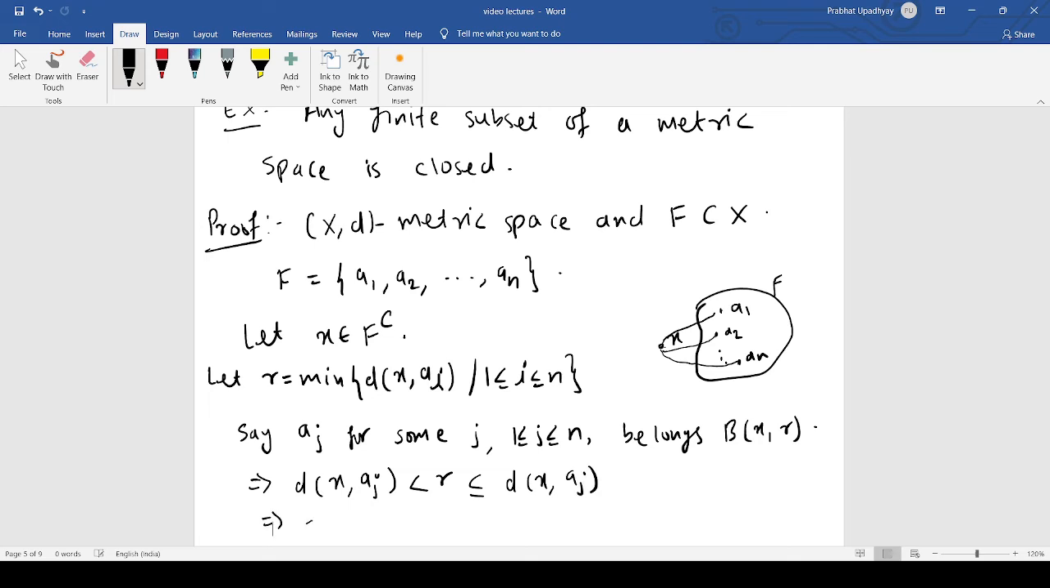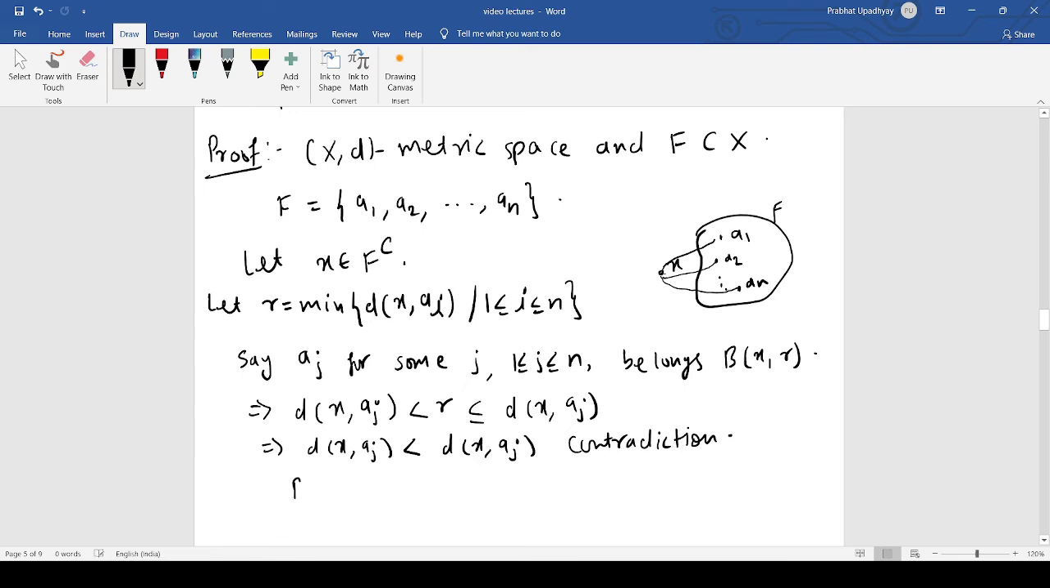So what does it imply? d of x comma aj is strictly less than d of x comma aj. But this is a contradiction. A number cannot be less than itself. Therefore, no ai can belong to B(x, r). That means no element of F can be a member of the open ball B(x, r), and that means your B(x, r) totally lies in F complement.